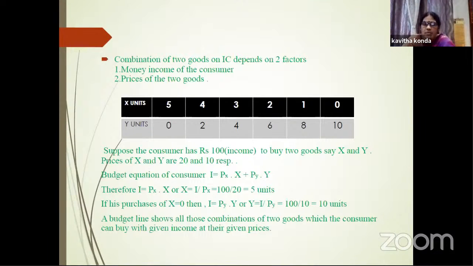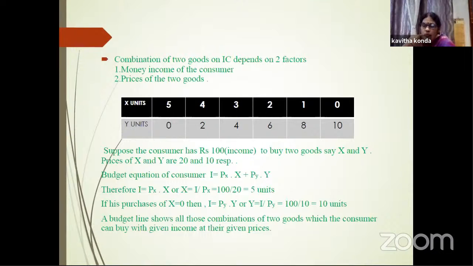That means 3 into 20 rupees is 60 rupees, and 4 units of Y means 4 into 10 is 40, total 100 rupees. Or with the 100 rupees, if you want 2 units of X, you will spend 40 rupees on X units and 60 rupees on Y, which gives 6 units of Y.